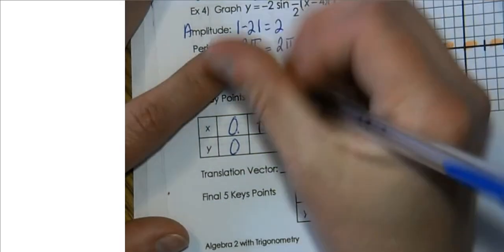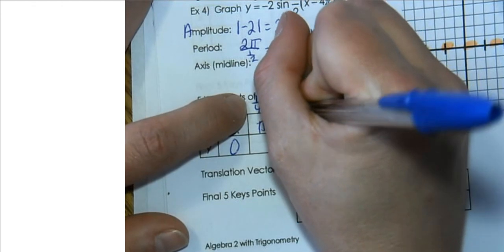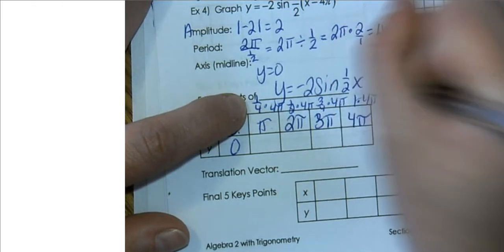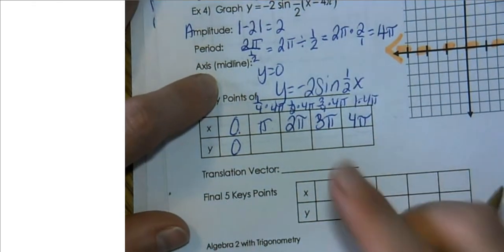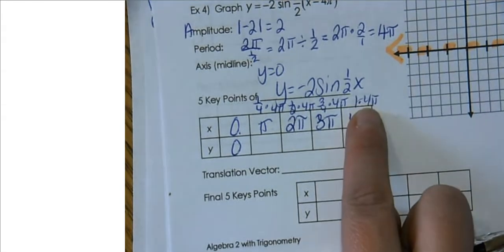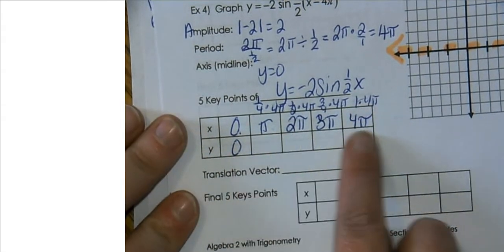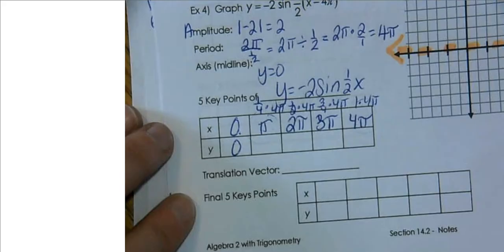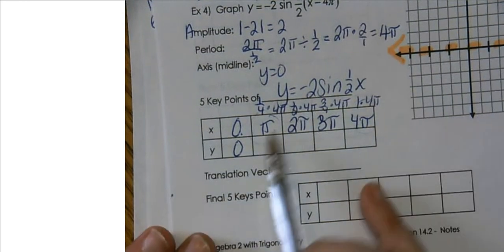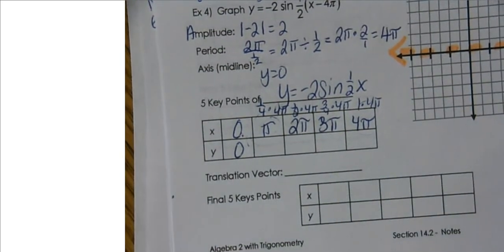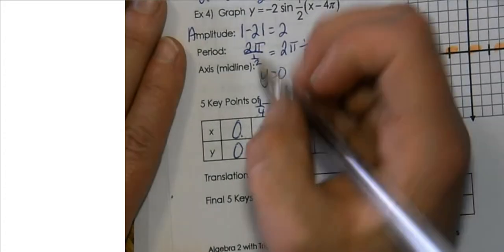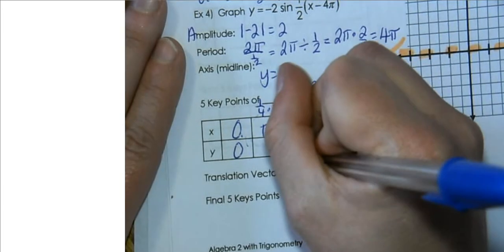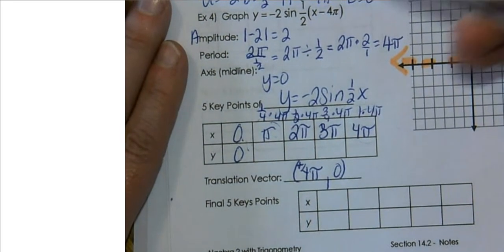If you want, you can go 1/4 times 4 pi, 1/2 times 4 pi, 3/4 times 4 pi, and 1 times 4 pi, and you should end up with the exact same values. Sometimes it's easier to go with the 1/4, 1/2, 3/4, and 1. Other times it's easier just to go with adding increments, or adding whatever the second x value is over and over again until you come up with all of those values. It's whatever makes the most sense for you. Our translation vector this time is going to be 4 pi, comma 0. And I'm going to add 4 pi each time simply because my h value is positive.